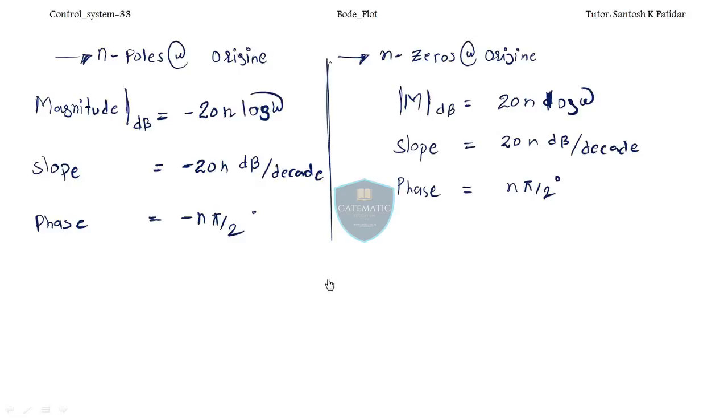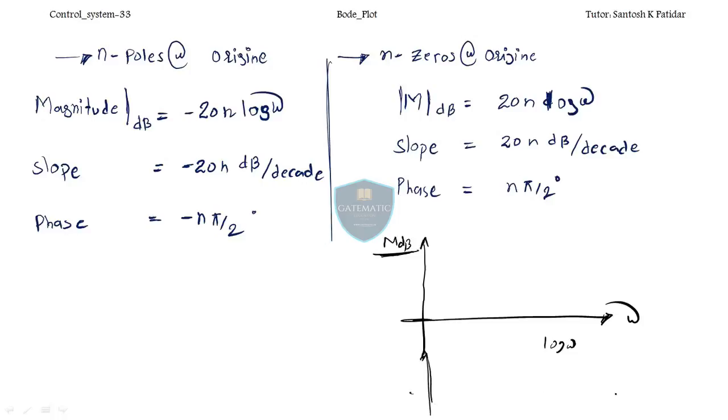As you know, the graph of the Bode plot is like this. On the x-axis I'll take frequency. This is the log omega scale. Here I'll take magnitude in dB. And we always draw two plots in the Bode plot: number one is the magnitude plot and the second is the phase plot.